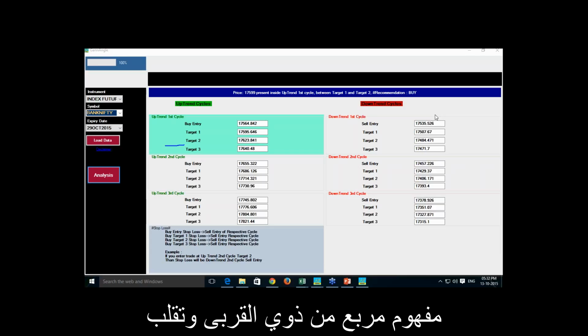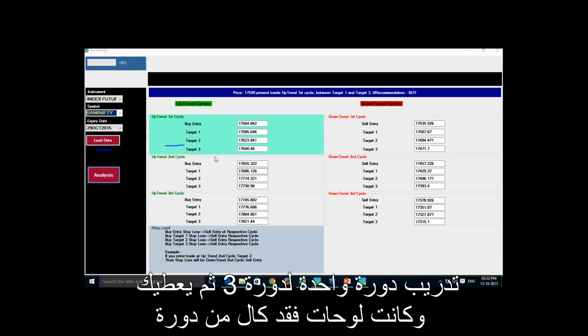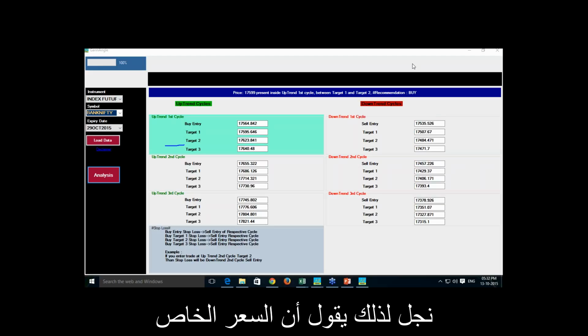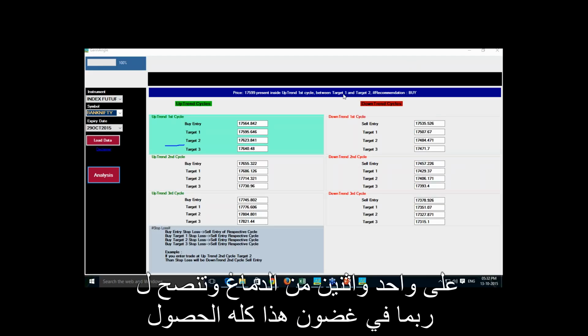Concept of Gann angle and volatility: it first calculates your uptrend cycle 1, cycle 2, cycle 3. Then it gives you a reference point from where it has started its calculation. So it tells that your price may be within this target 1 and target 2 of the uptrend, and it recommends you to buy.